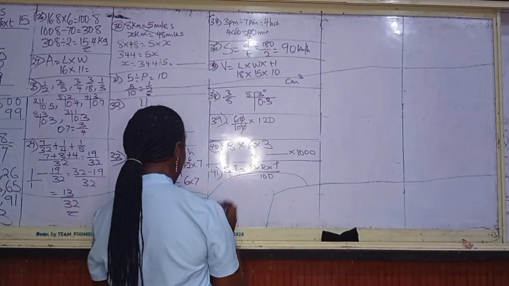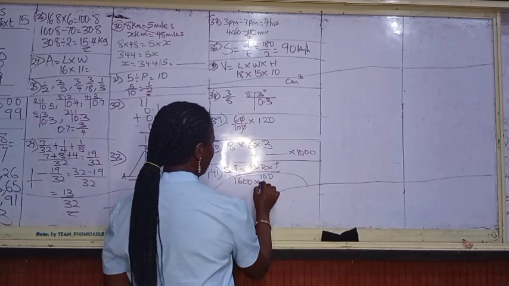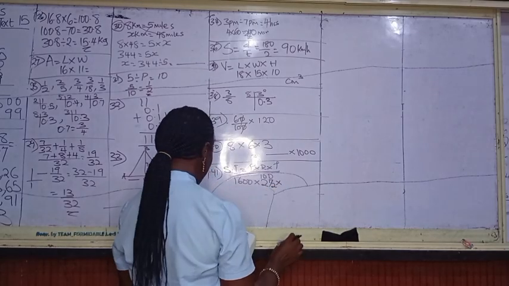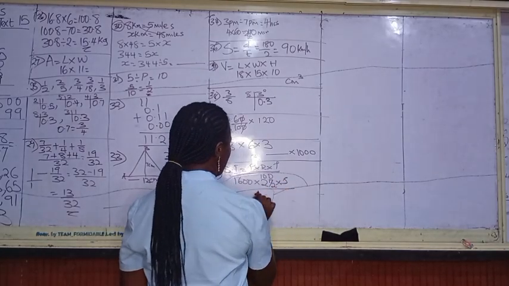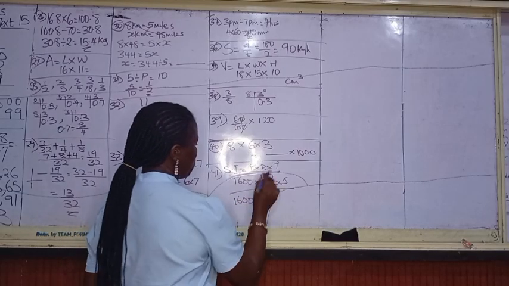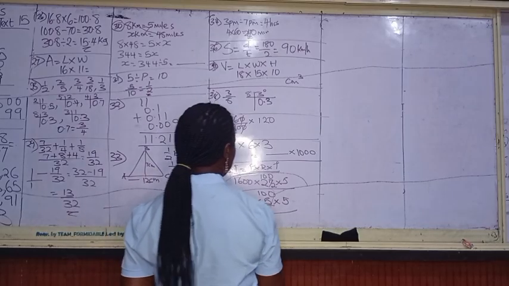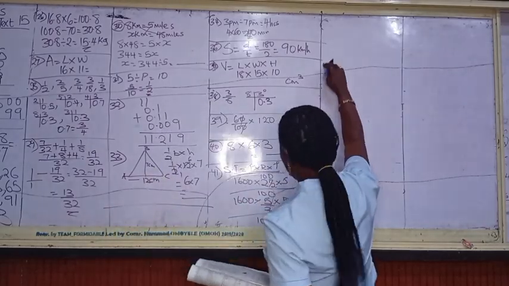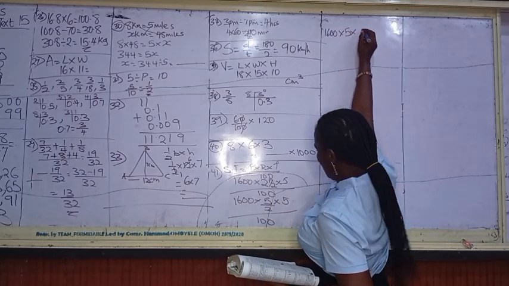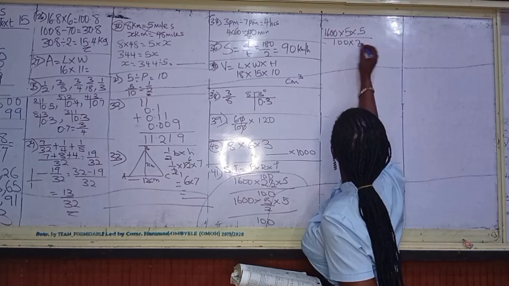The principal is the original money, which is 1,600. The rate is 2.5 over 1. The time is 5 years over 1. So to convert this, 2 times 2, 4 plus 1, 5/2, times 5 over 100. So that will be 1600 multiplied by 5 multiplied by 5 over 100 times the 2.